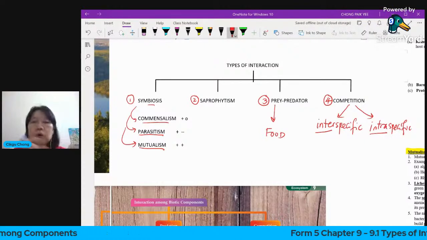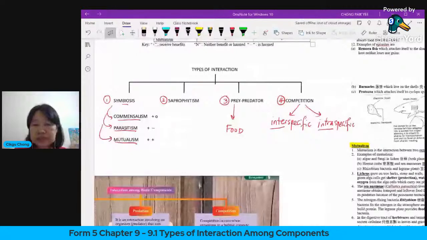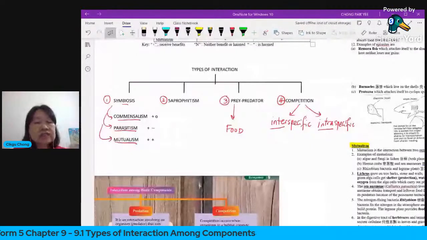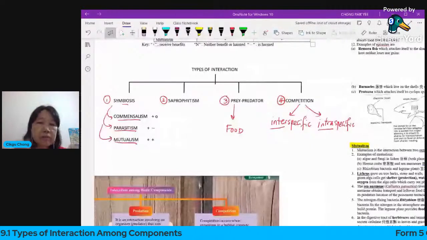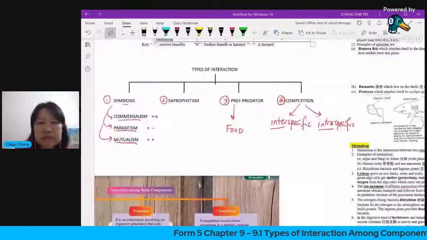So these are the categories and the overview. When you remember them in groups, it's easier. Symbiosis, there are 3. Saprophytism, only 1. Prey predator, only 1. And competition, you have 2. Okay, let's go one by one. In the examples here, there will be more examples. The ones in the textbook are very limited.